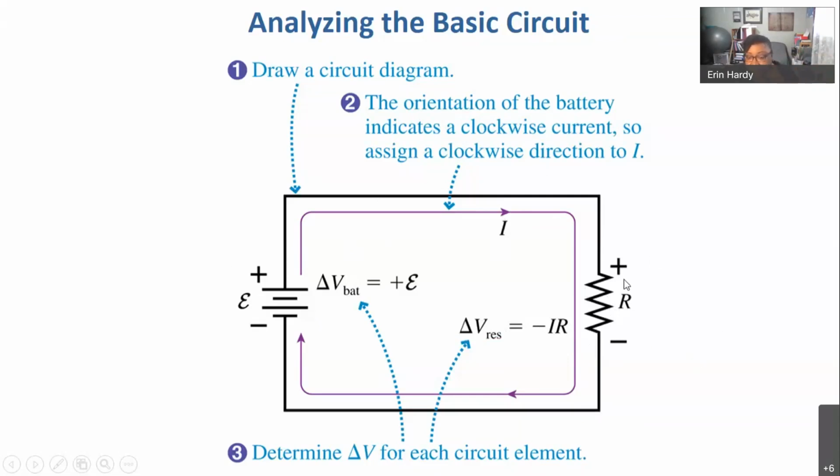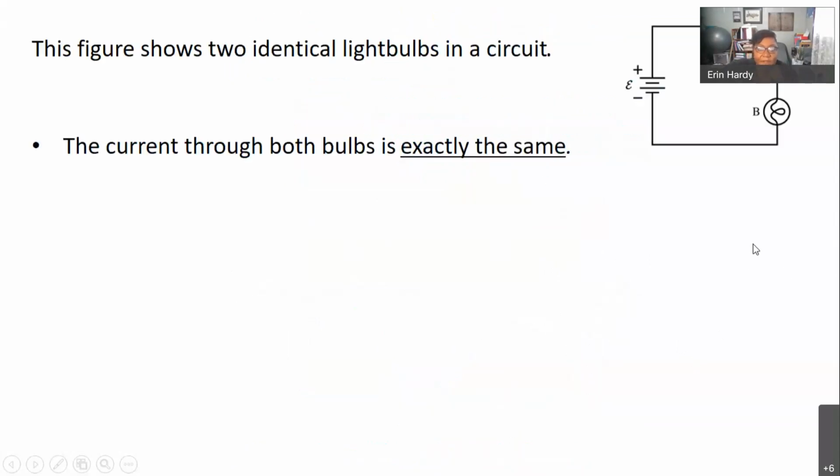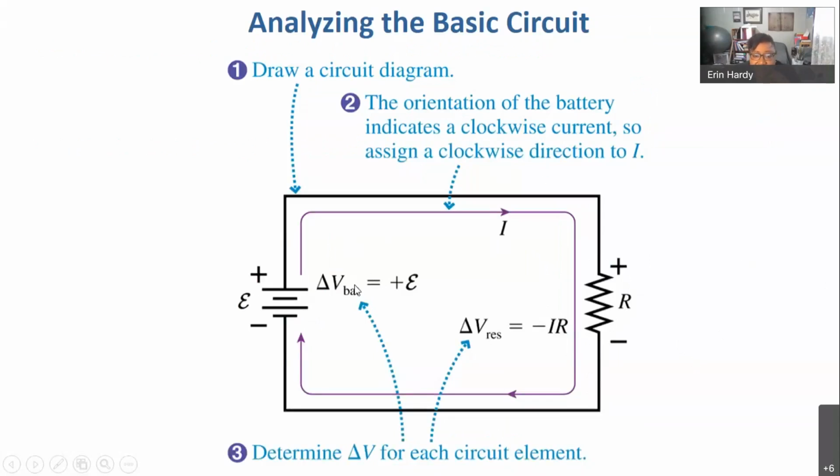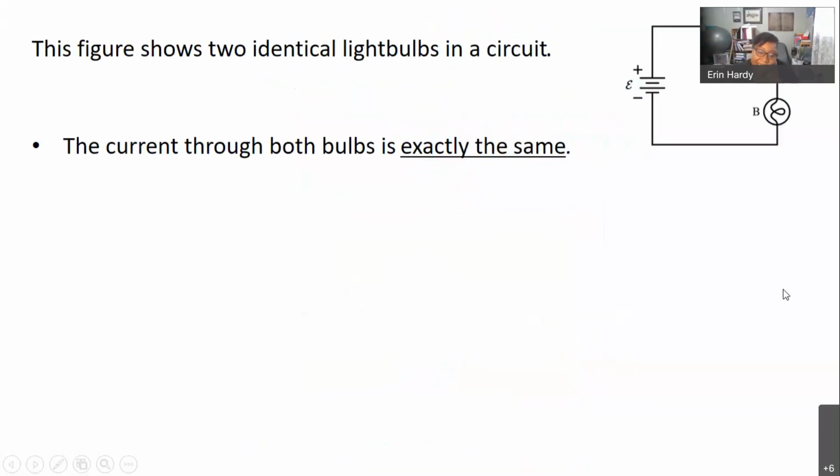There are no junctions where a charge carrier could split and not move through resistor R before it makes its way back to the negative terminal. So my loop rule is going to be real simple. My loop rule would just be delta V total is equal to delta V bat plus delta V resistor. That's equal to 0. So in other words, I know that the magnitude of delta V bat has got to be equal to the magnitude of I times R. And it really is that straightforward for a single light bulb in a circuit.